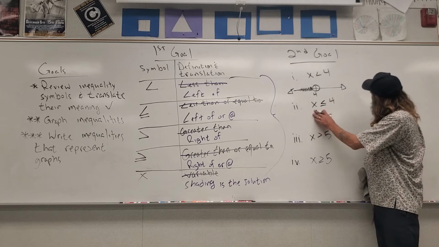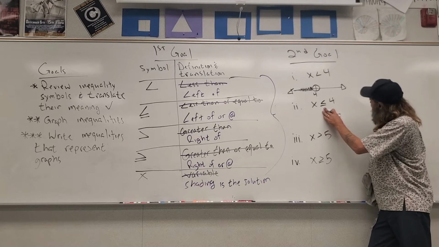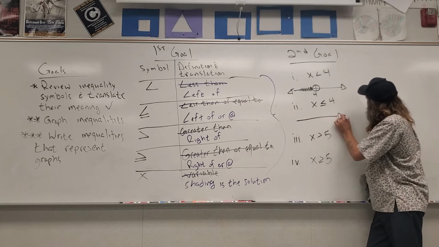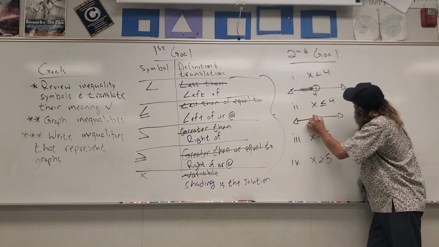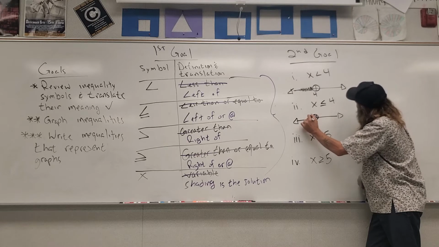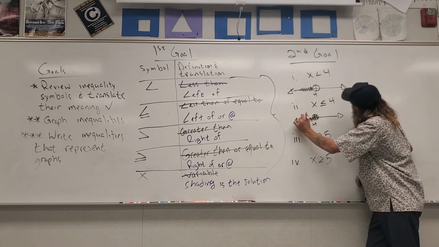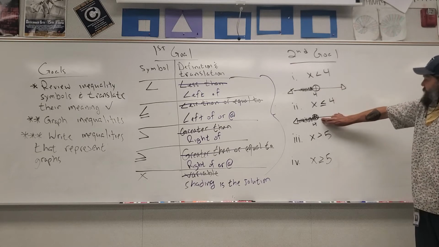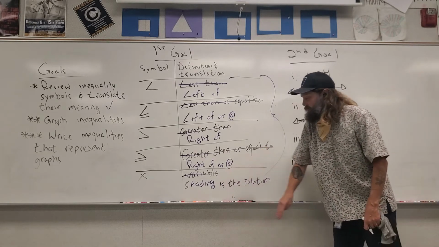So this is saying again the shading is left of or at 4. The shading is left of or at 4. So I'm going to put 4, I'm going to draw a circle. This time I'm going to shade inside the circle, and now I'm going to shade to the left. And I want to talk about the difference between an open circle and a closed circle. And remember, the shading is a solution.